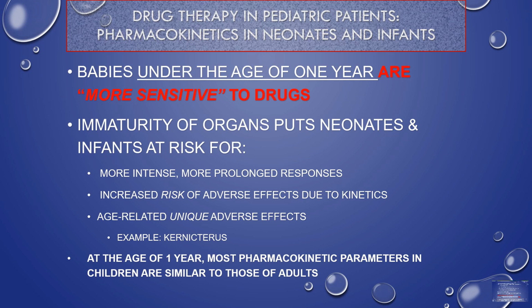Babies under the age of 1 year are more sensitive to drugs. Immaturity of organs puts neonates and infants at risk for more intense, more prolonged response, and increased risk of adverse effects due to kinetics, as well as age-related unique adverse effects, for example, kernicterus. At the age of 1 year, most pharmacokinetic parameters in children are similar to those of adults.